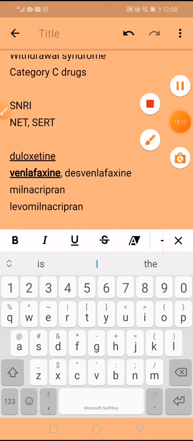Similarly, we have another antidepressant, bupropion, जो कि in addition to increasing the levels of serotonin and norepinephrine also increases dopamine levels. So it's actually used for cessation of smoking. So these are important.